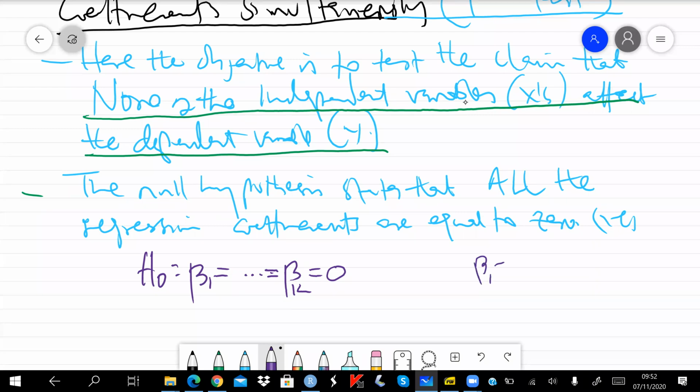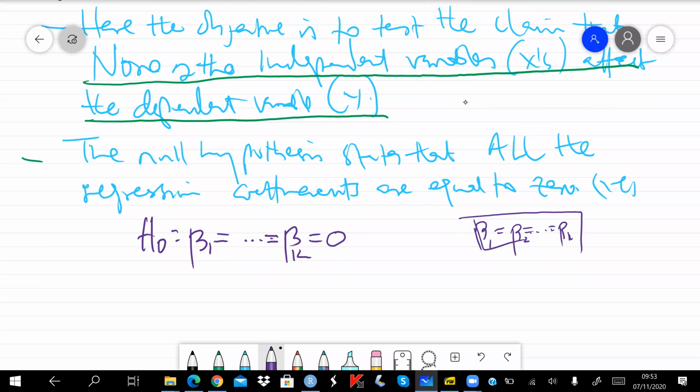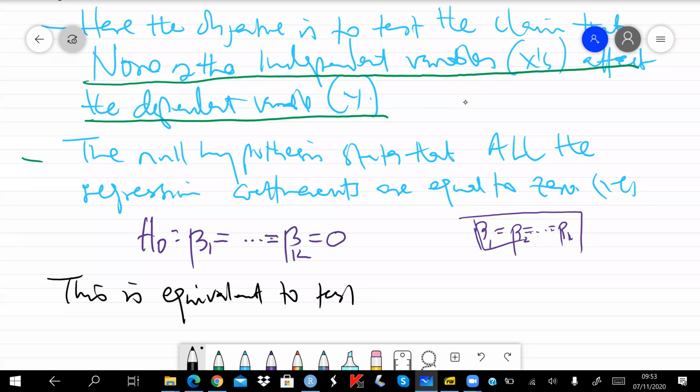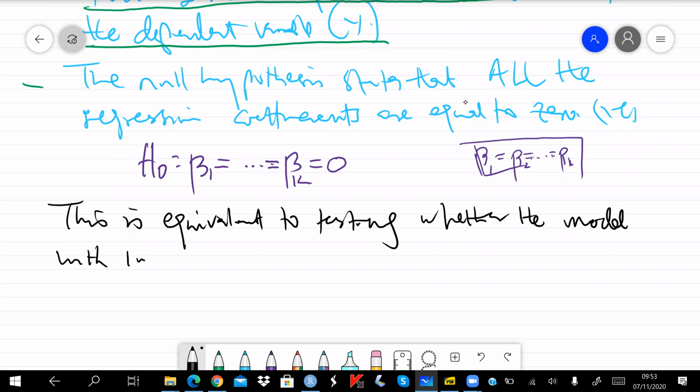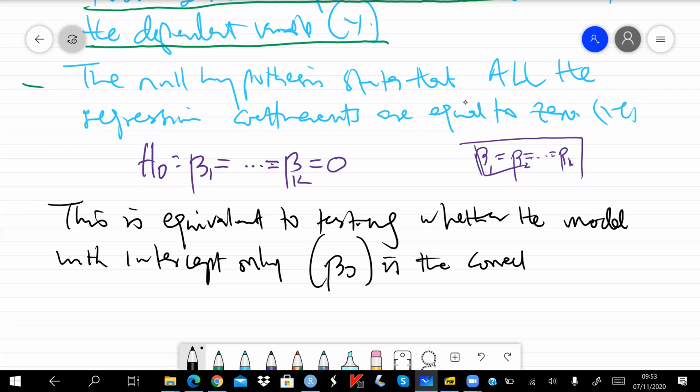So that means that we are doing this. Beta 1 is equal to beta 2 all the way to beta k. All of them are equal to 0. So this is equivalent to testing whether the model with intercept only, that is beta naught, is the correct model. So we are testing whether the model with the intercept only is better than actually the model containing all the regression coefficients.